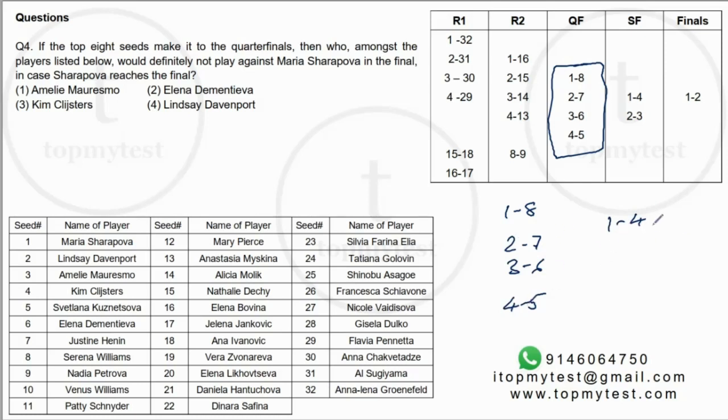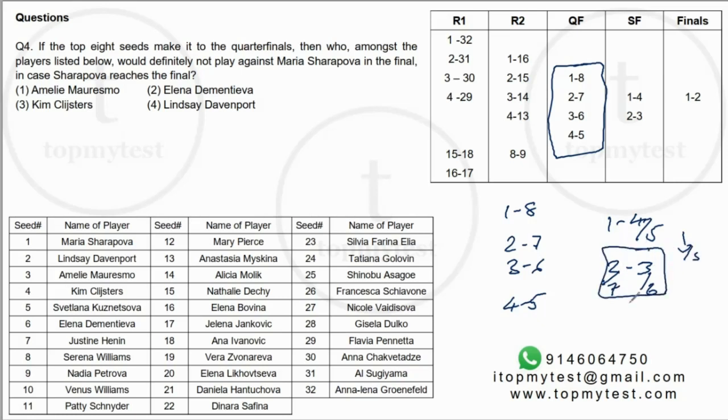Instead of 4, you could have 5. Instead of 4, you could have had 5. Right? You could have 2 versus 3. So instead of 2, you could have 7. 2 or 7 versus 3 or 6. And in the final, you could have 1 versus any of these 4.